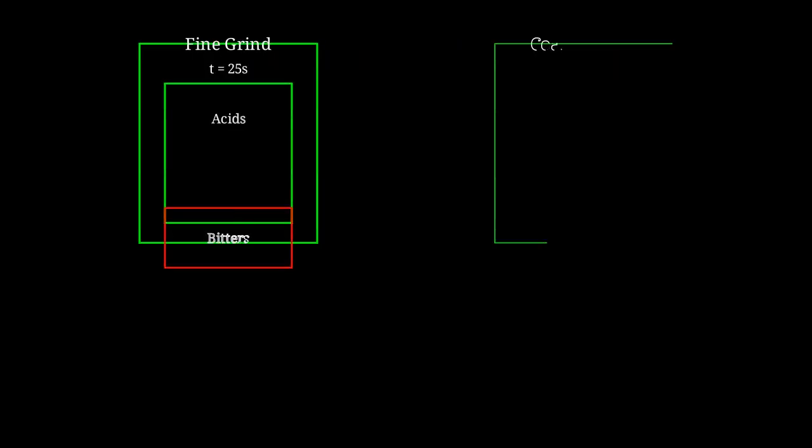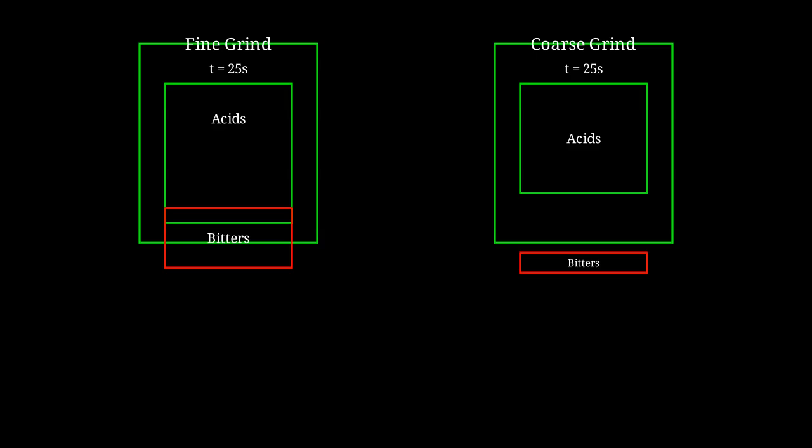This calculation reveals why grind size is so critical. With a fine grind, both acids and bitter compounds have time to extract. With a coarse grind and short extraction, only the fast-diffusing acids extract. Here's a visual representation. With fine grind and 25-second extraction, we get lots of both acids and bitters, creating a balanced but potentially over-extracted shot. With coarse grind in the same time, mostly acids extract, giving a bright, sour shot.